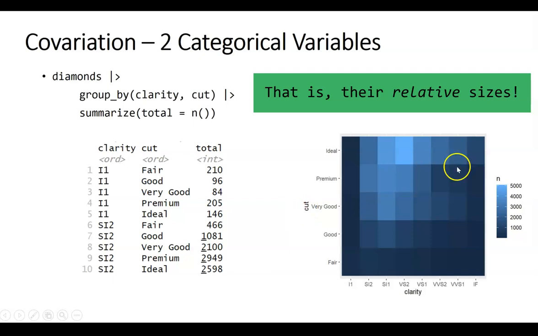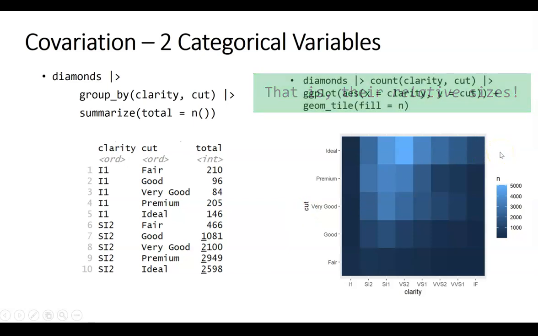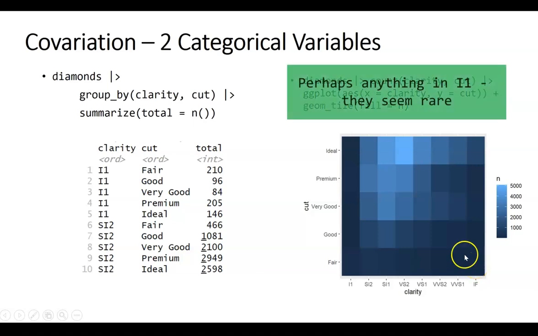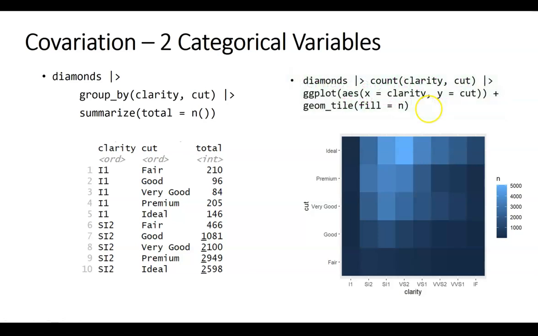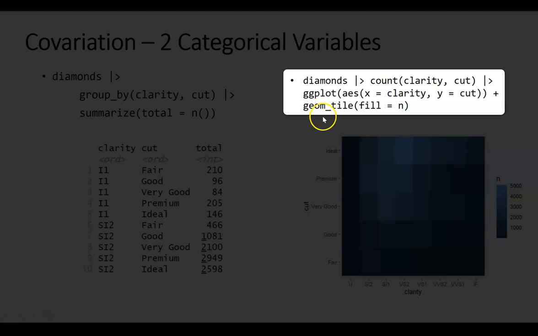So very quickly we can see in our heat map over here that we have the most ideal VS2 variables, and finding the least is rather difficult without an exact value, but we can tell that it might be this combination over here, fair IF, or possibly here, ideal I1. The syntax to generate this heat map graph is shown up here.